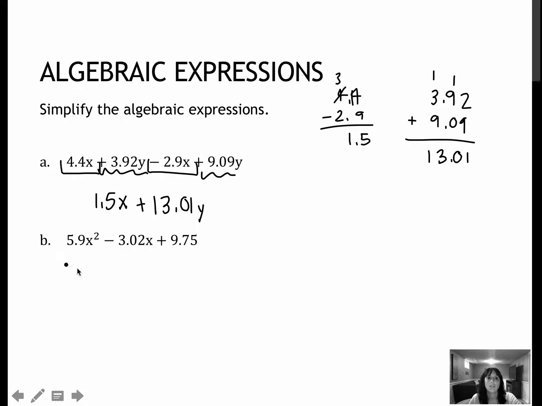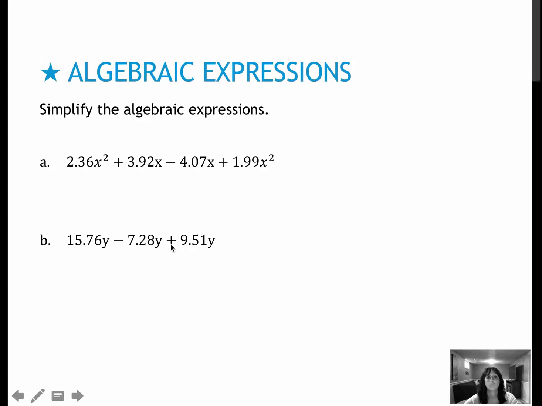For example B, I have an x squared and an x and a constant, which means it doesn't have a variable. So as much as I would love to simplify this further, I can't simplify it because all three are not like terms. So if they asked me to simplify, I would either rewrite this expression or say this cannot be simplified. Try these two questions on your own, then press play to see how you did.